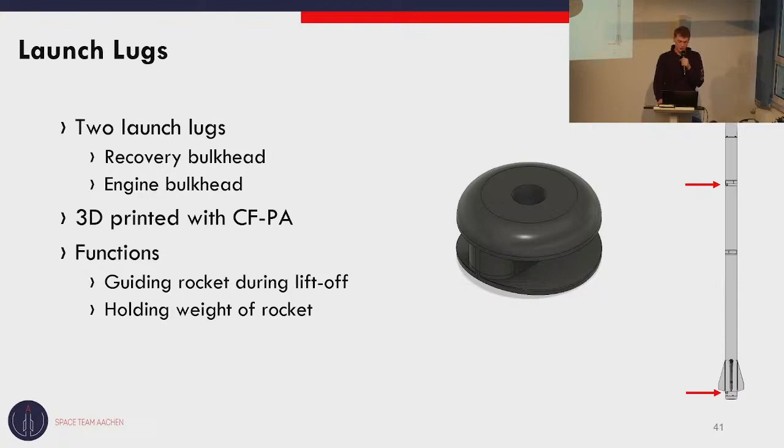Moving on to the launch lugs. There are 2 launch lugs, one at the recovery bulkhead and one at the engine bulkhead. They will be 3D printed as well using carbon fiber reinforced polyamide. And the function is to guide the rocket at the launch rail during liftoff. And it also needs to hold the rocket in place.